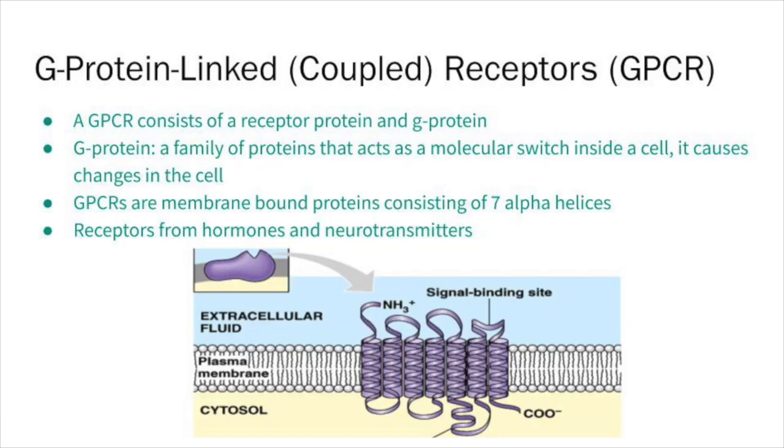G protein-coupled receptors are one of the receptors that I had mentioned before. A GPCR consists of a receptor protein and a G protein. A G protein is a family of proteins that acts as a molecular switch inside a cell. It causes a change in the cell. A GPCR is a membrane-bound protein consisting of 7 alpha helices.